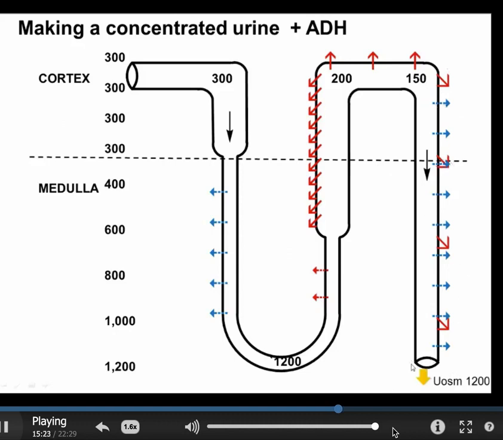And by the time the fluid leaves the inner medulla and forms urine, the urine osmolality has risen as high as 1200 milliosmoles per kilogram of water. So that's 4 times the concentration of the fluid in the proximal tubule or the interstitium or the general body fluids.